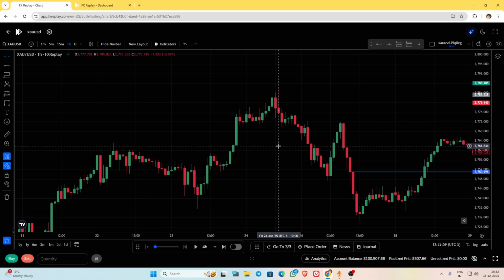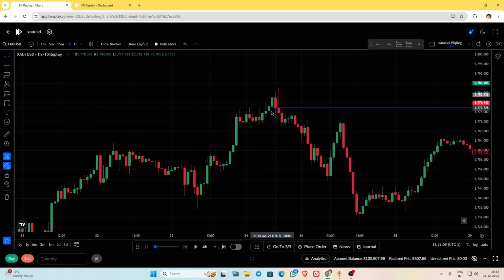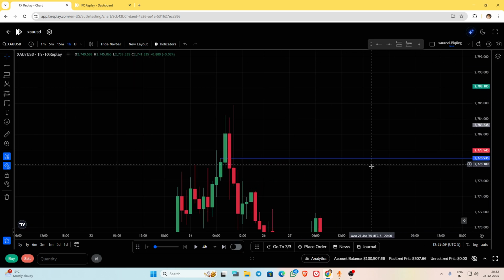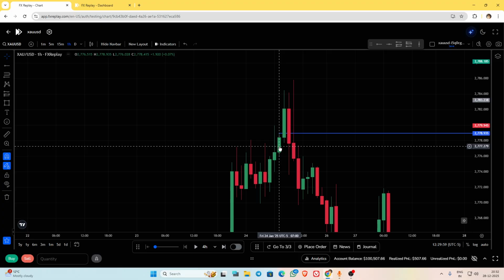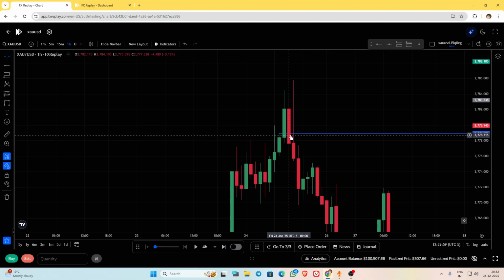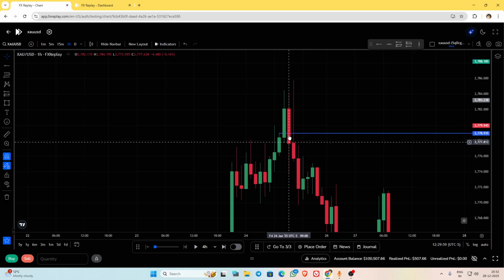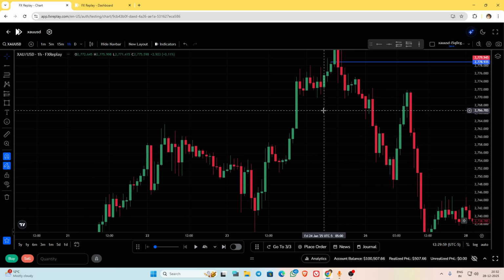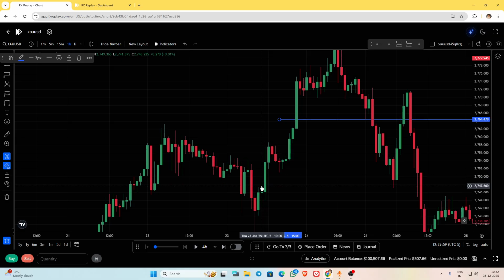Let's move to... okay, so here we are. The 8 a.m. candle closed above the 7 a.m. candle, but we didn't take this trade because the 9 a.m. candle price came too close towards it, so this is also our no trade day. And then let's move to the previous day.